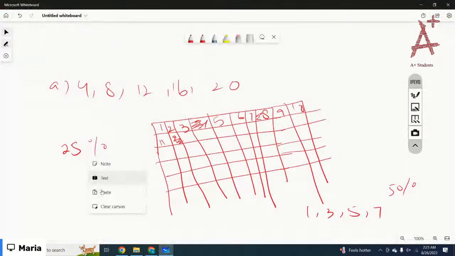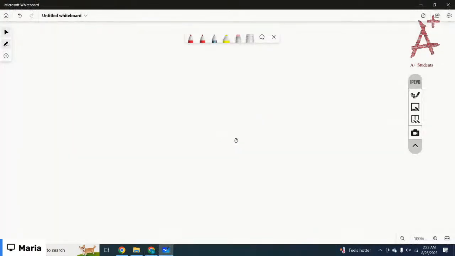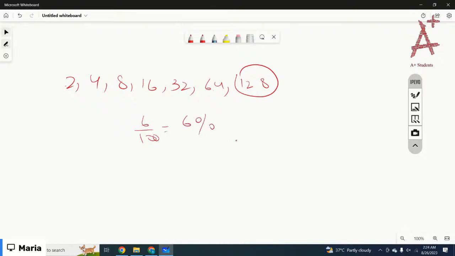2, 4, 8, 16. So you can see alternate numbers are written: 2, 4, 8, 16. They are the multiples of 2. 2 times 2 is 4, 4 times 2 is 8, 8 times 2 is 16, right? And then 16 times 2 is 32, then 64, then 64 times 2 is 128. I think this is not included. So 1, 2, 3, 4, 5, 6. They are just 6 numbers, so it is 6 out of 100, and that equals 6%, right?